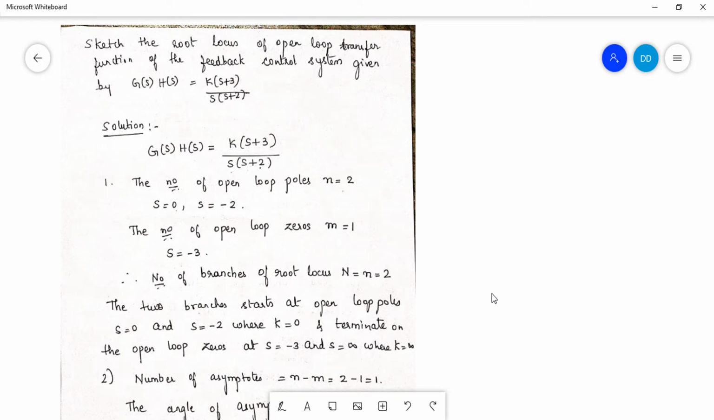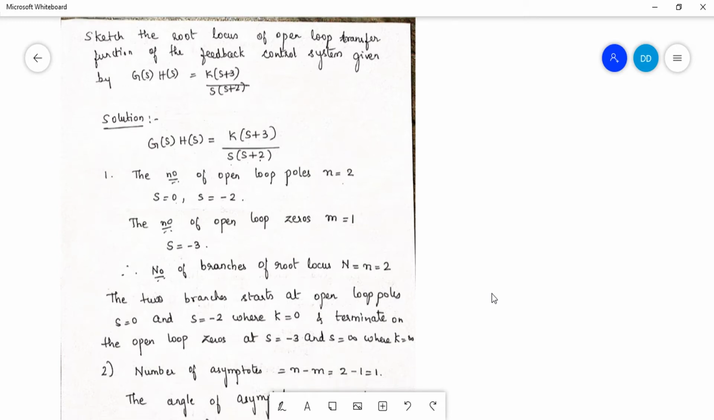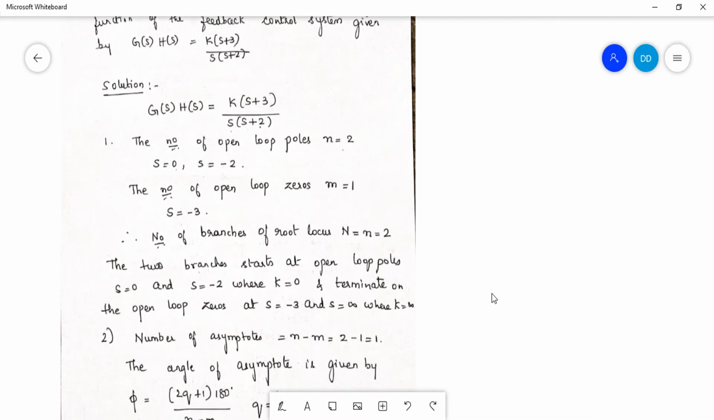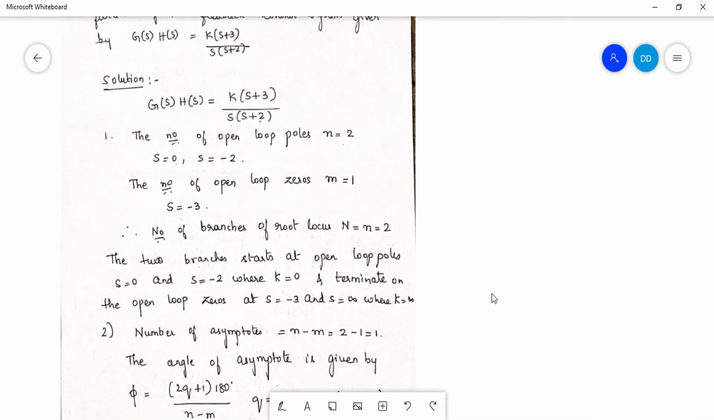The two branches start at the open loop poles s = 0 and s = -2, where K is equal to 0. One will terminate on the open loop zero at s = -3. But one more branch is there for which we don't have a zero, so that will terminate at infinity, where K is infinity. Next we have the asymptotes. The number of asymptotes is given by the number of poles minus zeros. That means one branch will travel to infinity along the asymptotic angle.